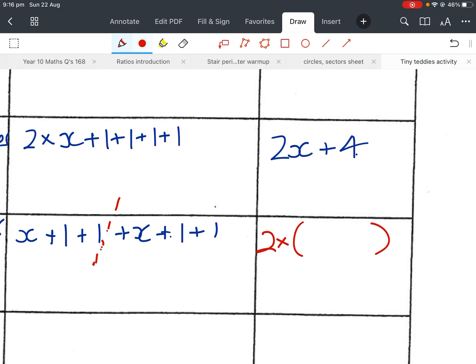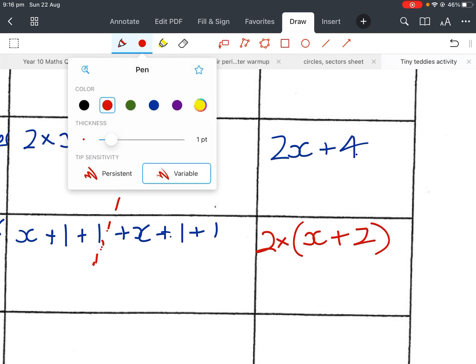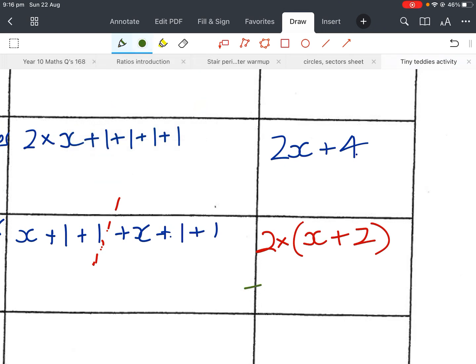So can you see what's repeated this time? We've got an x plus a 1 plus a 1, and then we've got x plus a 1 plus a 1. So I'm repeating x plus, what's 1 plus 1? Hopefully you said 2. Or I could just put them all together. So how many x's do I have altogether? I've got 1 there and I've got 1 there.